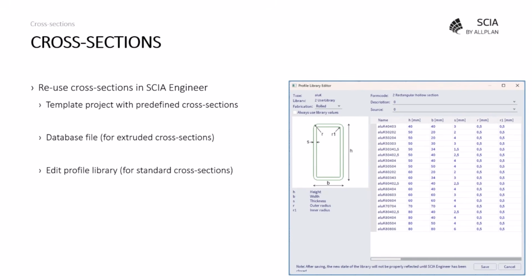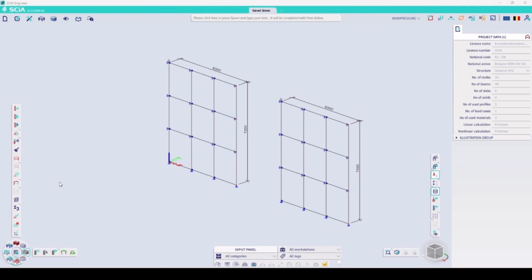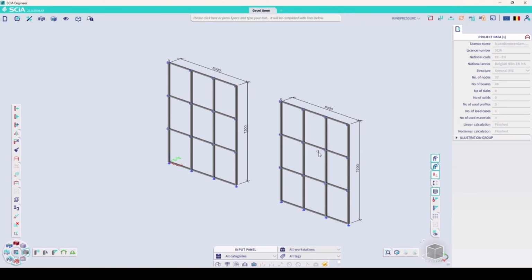Let's have a look at an example in SCIA Engineer. I will show you a simple facade with some specific cross-sections for the horizontal rails and the vertical mullions. So, if we open our model in SCIA Engineer, we can see what we have modeled, so some horizontal rails and some vertical stiles.